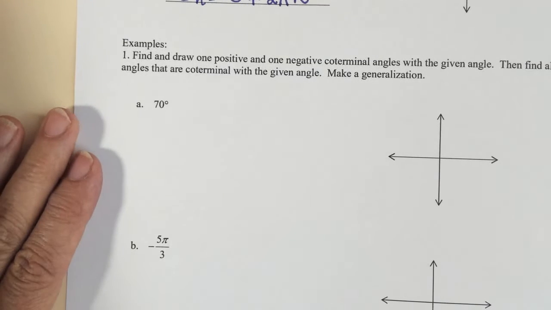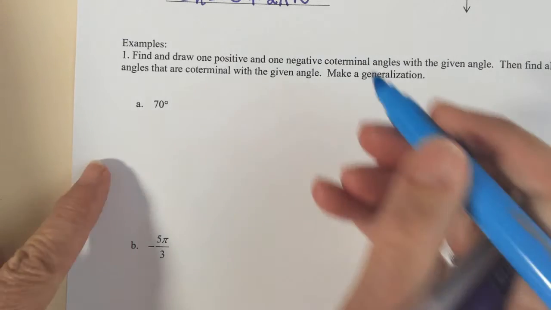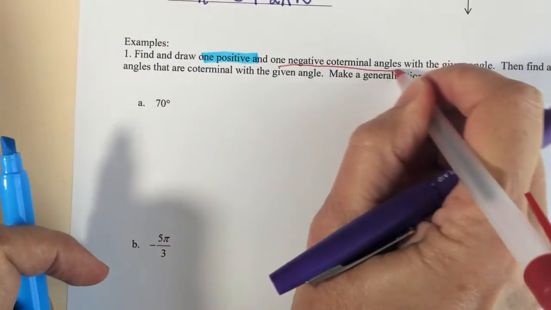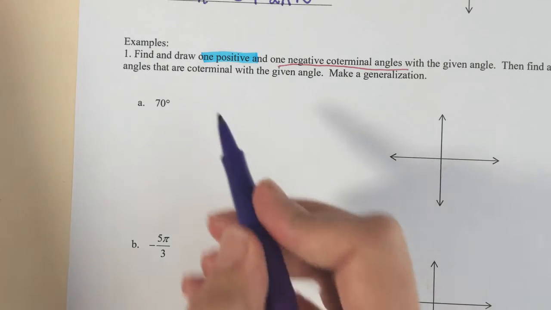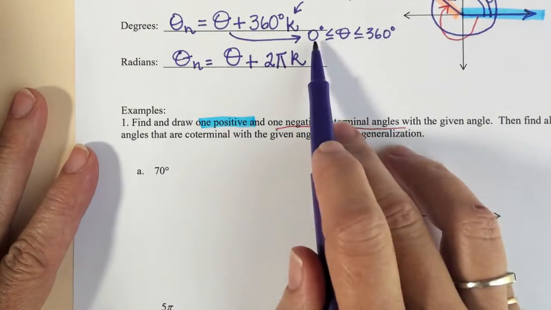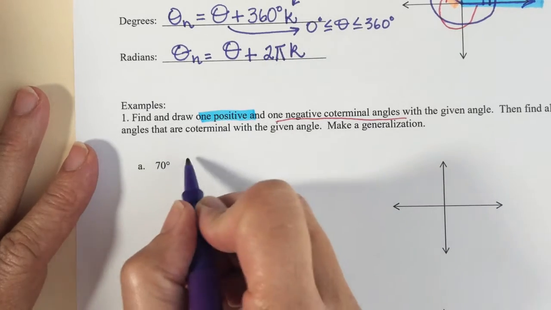Okay, so in our problems, find and draw one positive and one negative coterminal angle with the given angle. Then find all the angles that are coterminal with the given angle and make the generalization. So to start out, we're going to recognize that 70 fits the criteria of being between 0 and 360, so we can just use it. And so this is our theta.